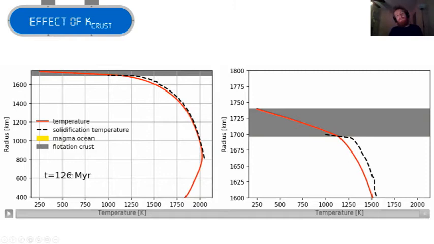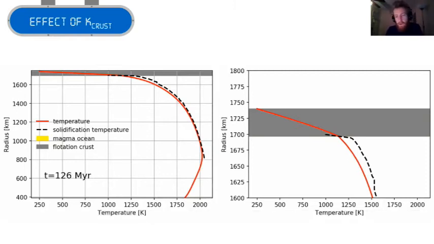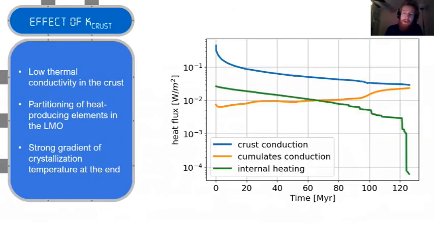So this is due not only to our choice of a lower thermal conductivity, but also to the other effects that we consider. And here is, for the same simulation, a time series of the heat budget of the magma ocean. So you have in blue the cooling flux, so the diffusion through the crust, which is lower than in previous models because we choose a lower thermal conductivity.